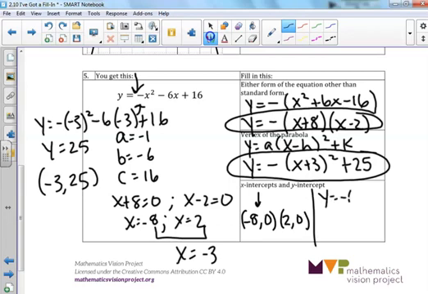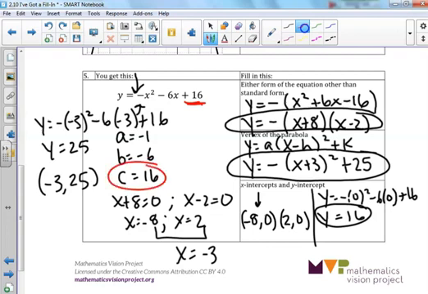Y equals negative 0 squared minus 6 times 0 plus 16. So y is 16. Also recall that the c value on the end of your quadratic function, as long as it's in standard form, will always be your y-intercept. So therefore my y-intercept is the coordinate point (0, 16).